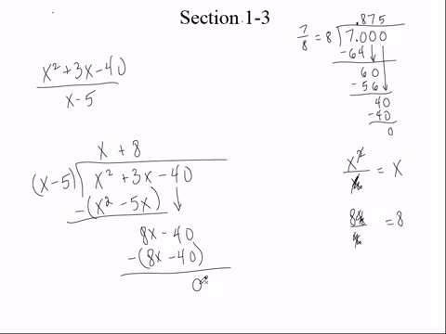Okay. If we did have a remainder, what would we do with that remainder? We'd put it over x minus 5, okay? A lot of times you will have remainders, okay? On this one you don't. So you put that over x minus 5. And what's your answer? Your answer is just this right here. So what's this equal to? This is equal to x plus 8.